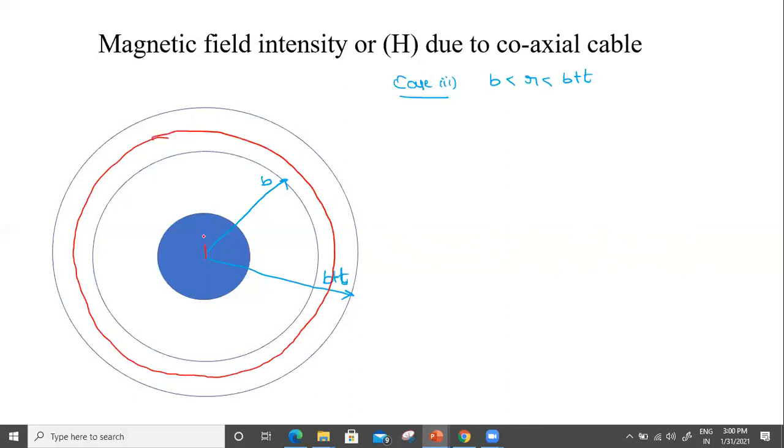This is the distance R. We need to calculate this. So for this case, how to calculate the magnetic field intensity? Here also we can use the same case: integral H bar dot dl equals I enclosed.